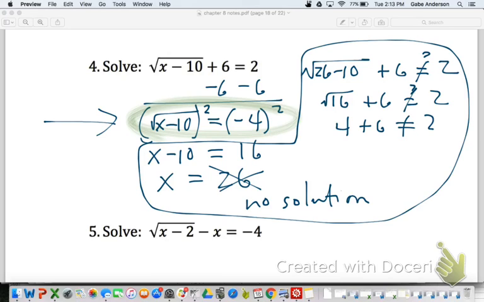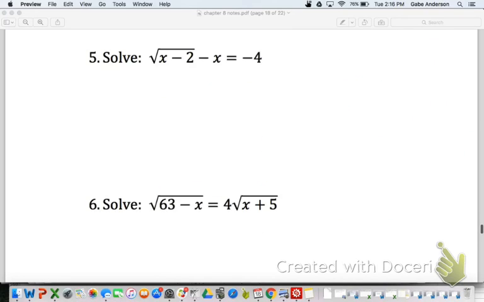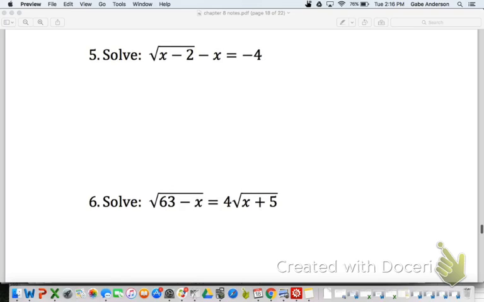Okay, let's do one more. Number 5, and then we'll call it a day, at least with your notes. Let me give myself a little more room here. There we go. Number 5 says square root of x minus 2 minus x equals negative 4. This is where things will get a little more interesting for us. Maybe a little more your speed.